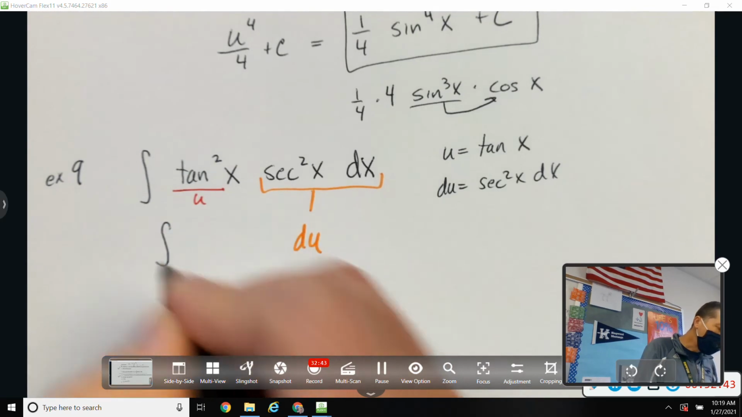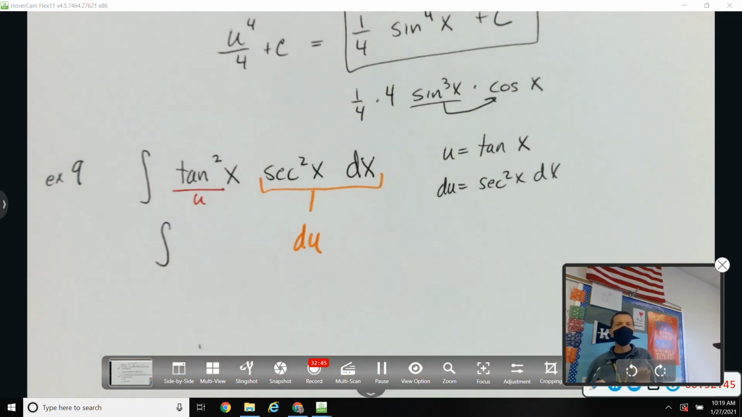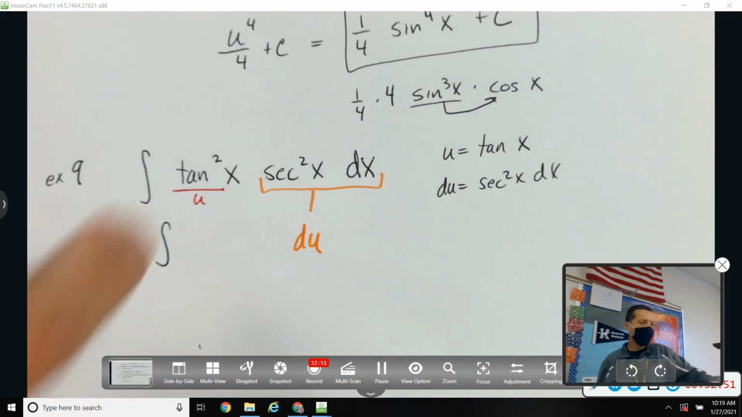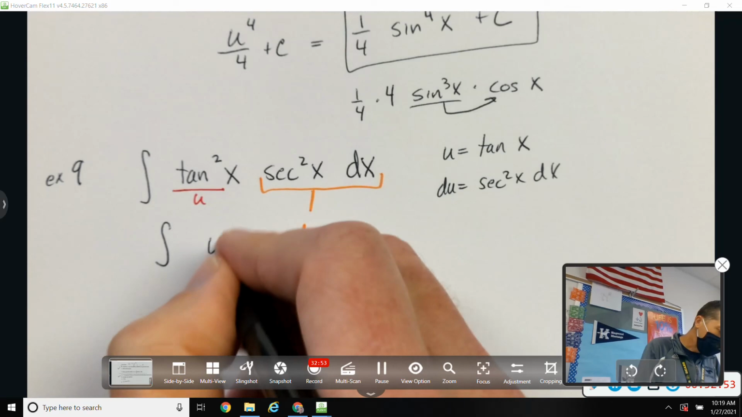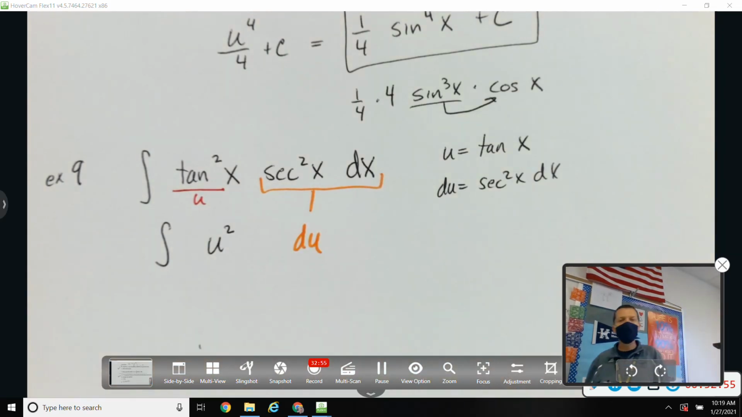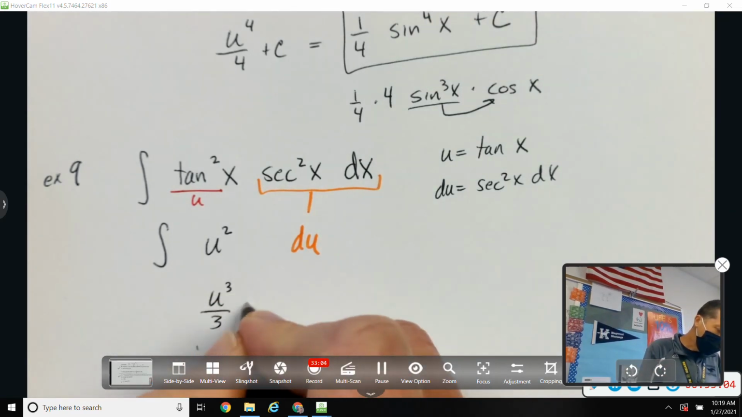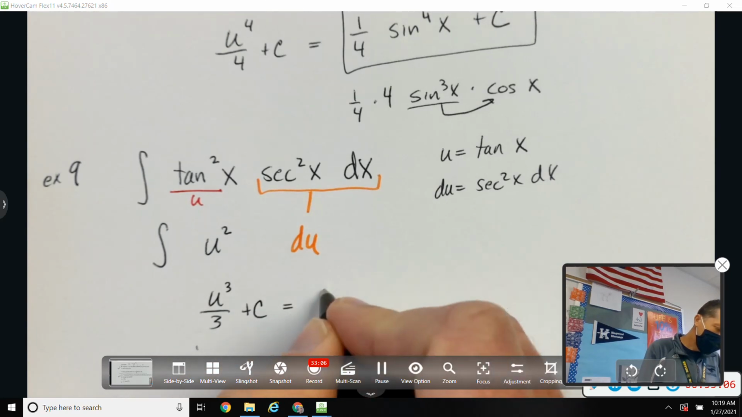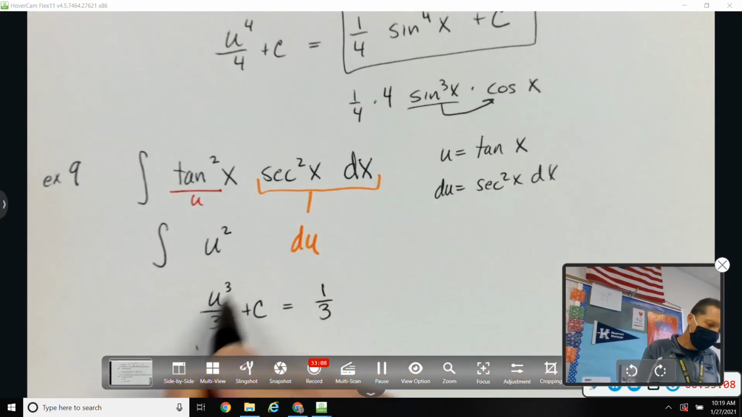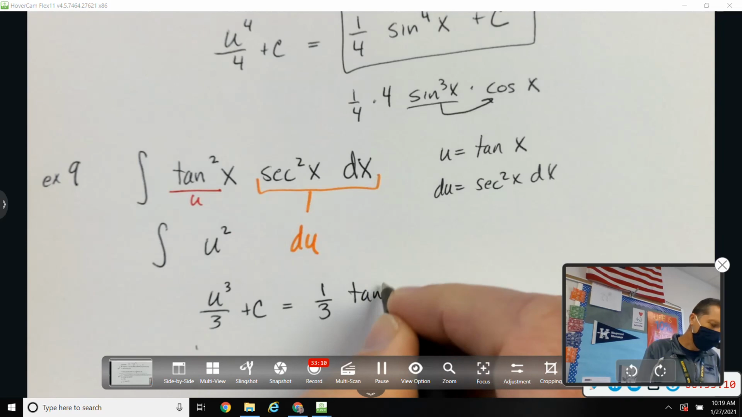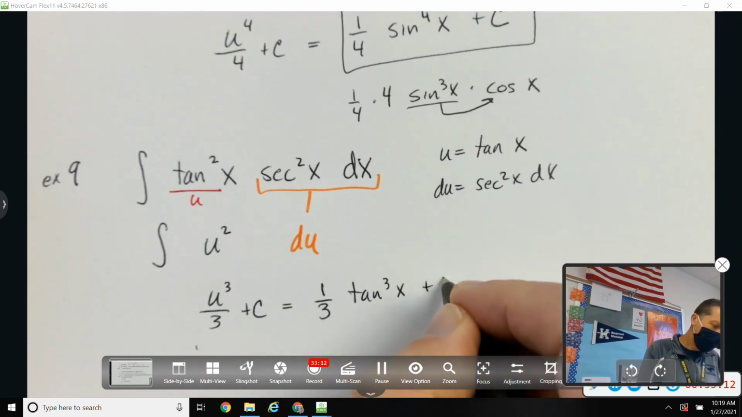And what am I taking the integral of? u squared. So be careful. I let u be tangent, but that squared is still there. But that's okay. I can integrate a squared. I just can't integrate a squared and a tangent and a secant squared all at once. So u cubed over 3 plus c. So 1/3, and then u was tangent, so tangent cubed x plus c.